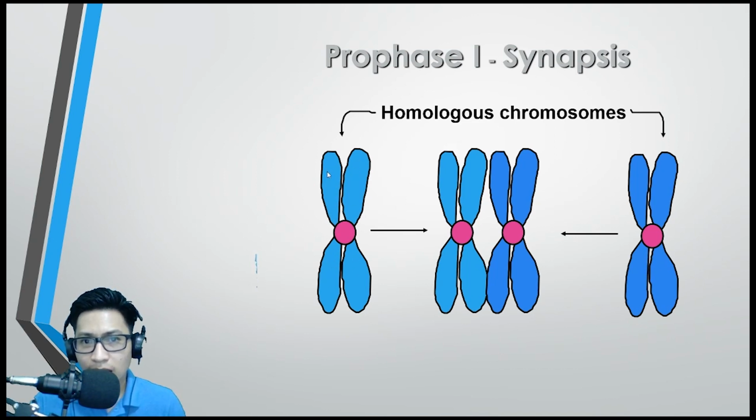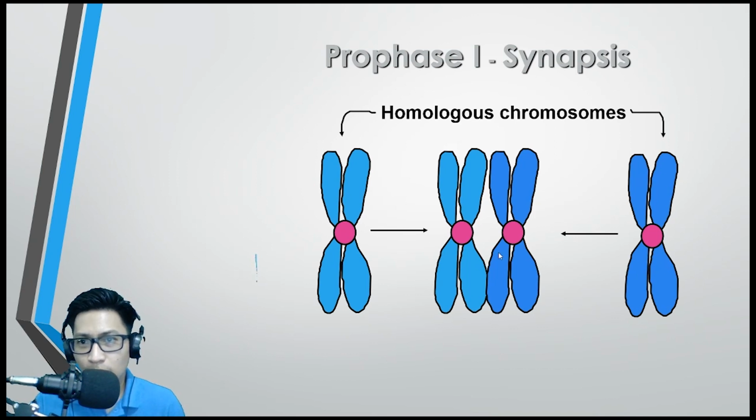And during interphase, this one will be duplicated to form another sister chromatid. That is for the paternal. And this one is from the maternal. Also, during the interphase, this will be duplicated to form another copy.